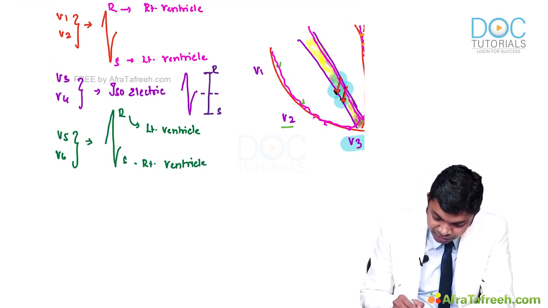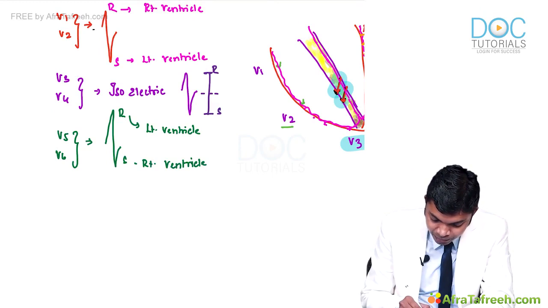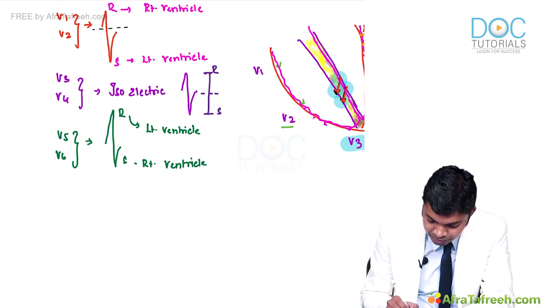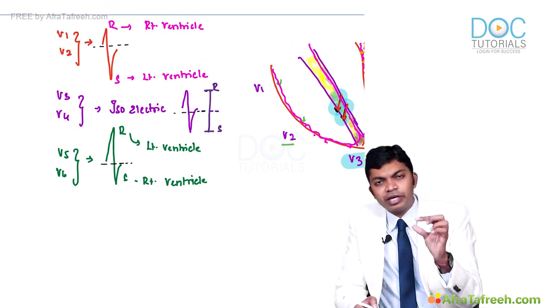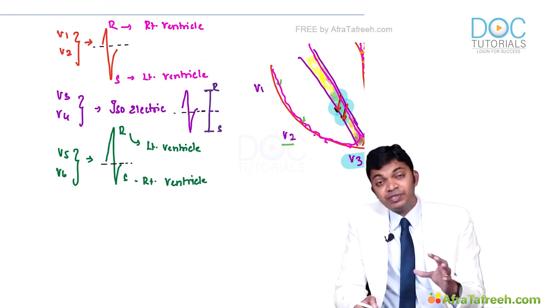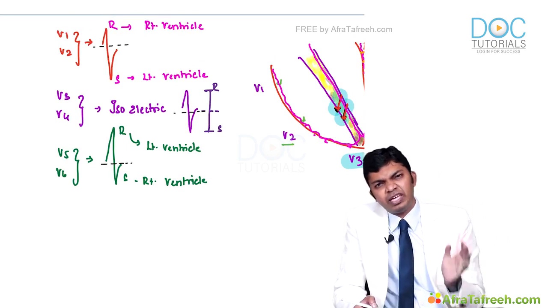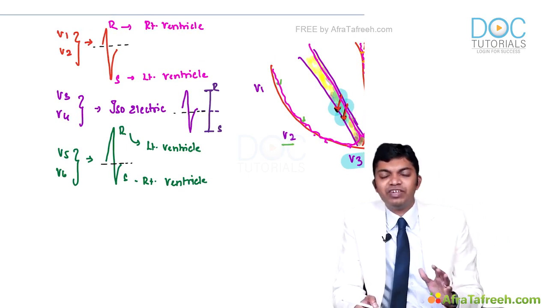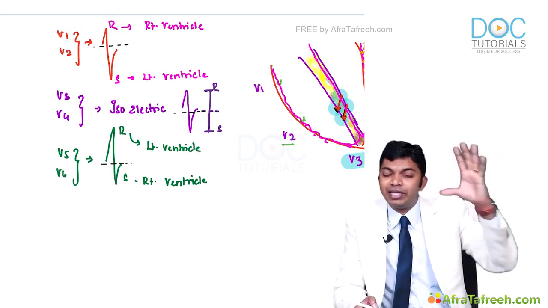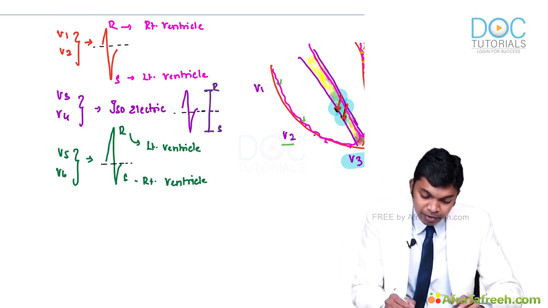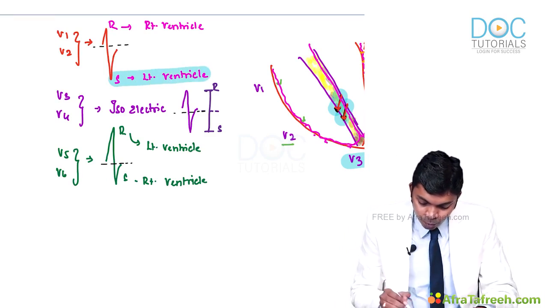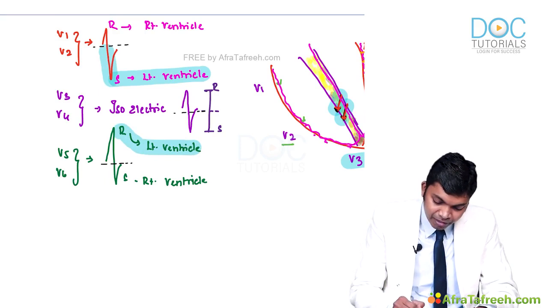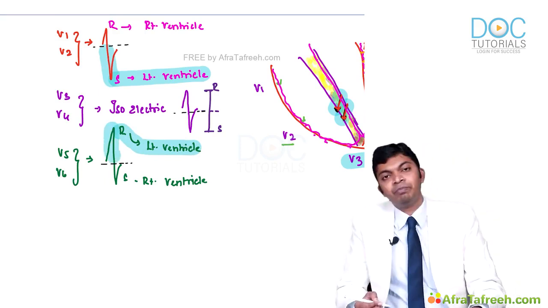Now, if you consider midline doctors, R wave is very short in V1, V2, S wave is deep in V1, V2. Exactly opposite, when you come to V5, V6, R wave is very tall, S wave is very short, which means wherever there is left ventricular involvement, the waves will be very deep or very tall.